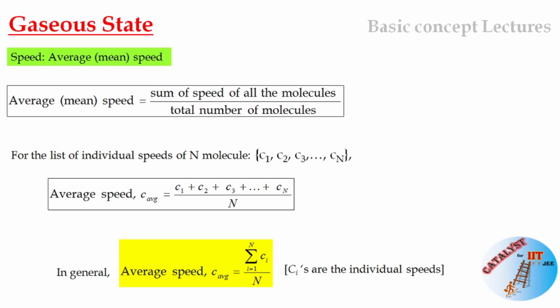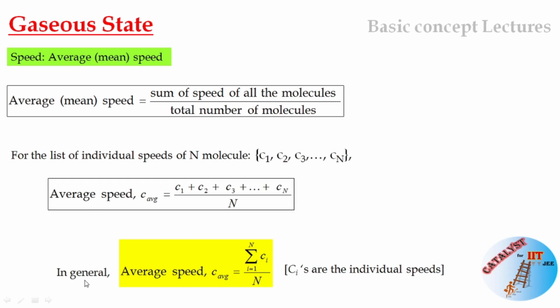So how do we calculate the average speed? Average speed is equal to the summation of the speeds of all the molecules present in the system divided by the total number of molecules. Now consider that in a gaseous system there are N molecules. If we make a list of the individual speeds of all of these N molecules, and the list looks like this, where C1 is the speed of the first molecule, C2 is the speed of the second molecule and so on, then to get the average speed we have to add all the values from C1 to Cn, and then divide this summation by the total number of molecules present in the system, that is capital N.